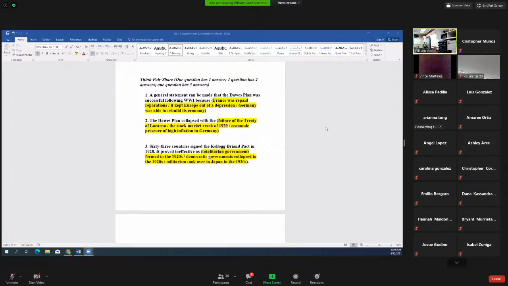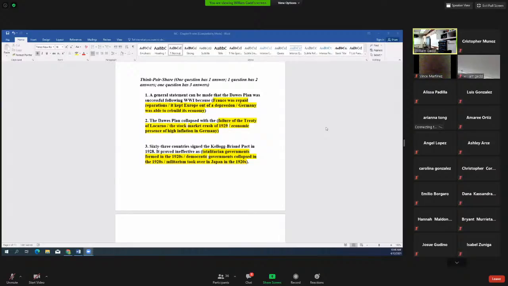Emilio, how many answers does number 3 have? All right, at the very top, it says, one of these questions has 1 answer, one of these questions has 2 answers, and one has 3, right? There you go. So Emilio, read the prompt and read that whole thing to us, because it's all correct. Okay, so read it to us.